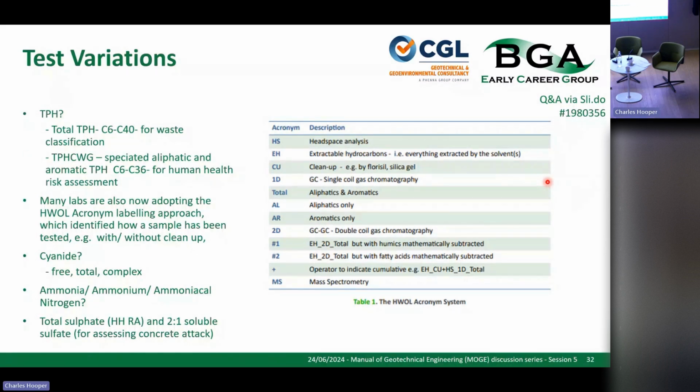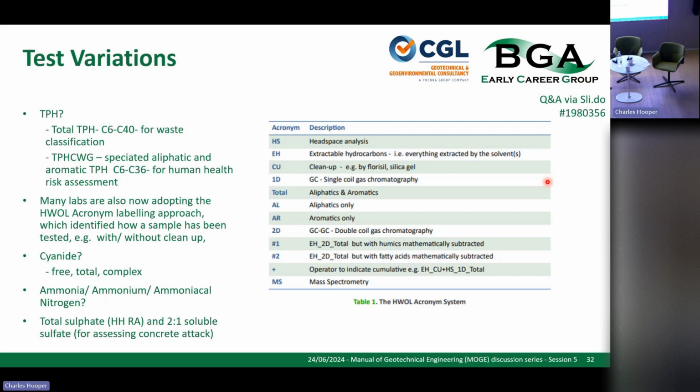So when you ask for your testing, what are you actually asking for? What does TPH mean to you guys? Total petroleum hydrocarbons. Yeah, that's the answer that's going to come back, isn't it? But what does that mean? So for waste classification, you'll want total TPH. You'll want the carbon band C6 to C40. If you're doing human health risk assessment, you'll want the speciated aliphatics and aromatics broken down, and you will only cover C6 to C36.